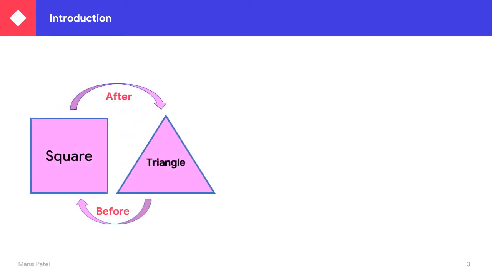See here, I am giving some introduction about after and before. Let us see with the help of one diagram. In this figure, you can see two shapes are there. One is square and second is triangle. Which shape after square? So your answer is triangle. Which shape before triangle? So your answer is square. So successor means just after and predecessor means just before.